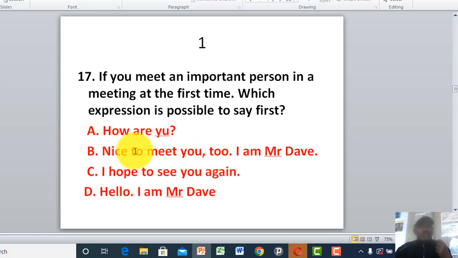I hope to see you again. This is an expression used at the departing stage. I hope to see you again.